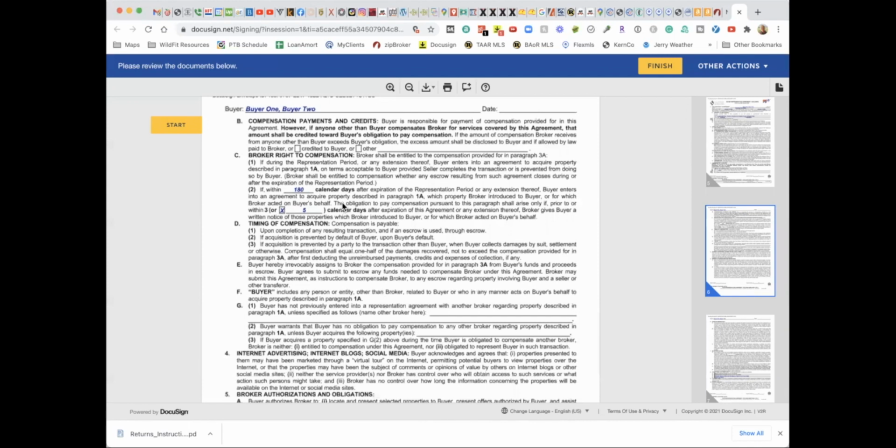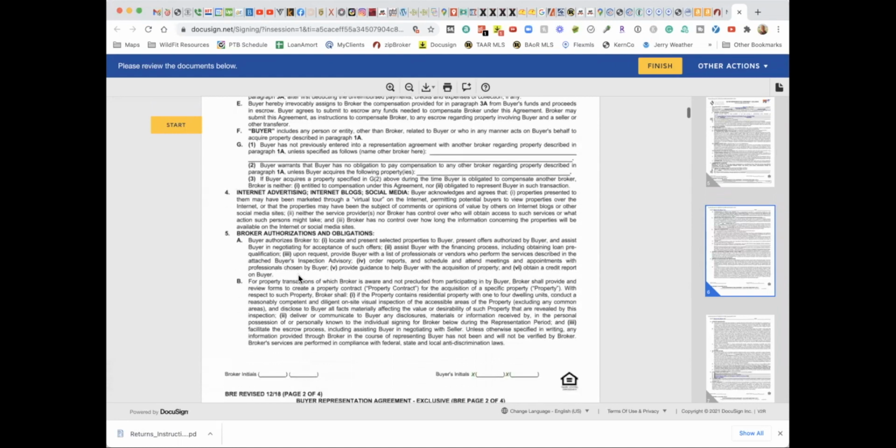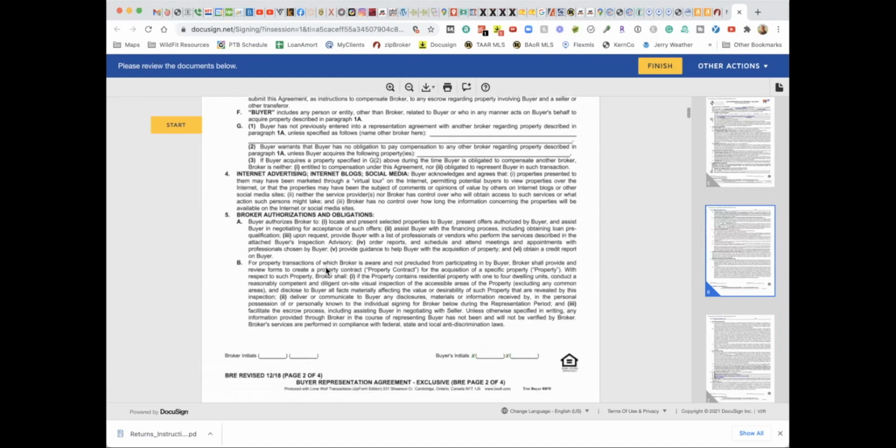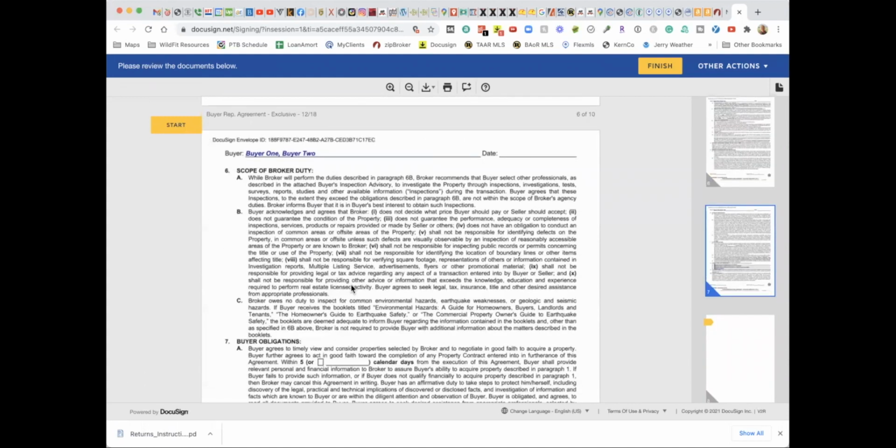And then again, if for some reason we don't find the right house for you, and I have given you a list within 5 days of all of the properties that we've seen, within 180 days of the time that our contract ends, if you purchase any of those properties, you actually do still owe me a commission for those properties. So we've got timing of compensation, internet advertising. This really doesn't apply much in terms of buyer representation agreement. This section talks about my obligations and the authorizations. And then this section talks about my scope of duty.